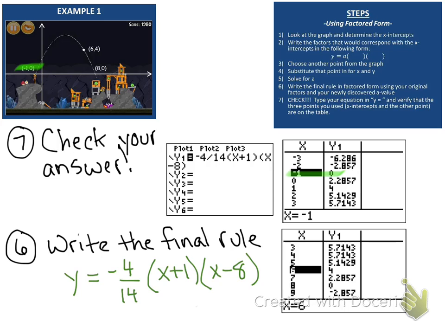So there's the first point, negative 1, 0, and I've highlighted where it shows up on the graph. The next point was 6, 4. I can see where it is in the table and see where it is on the graph. And then the last point is 8, 0. Again, I can see where it is in the table and on the graph. So all 3 of the points that we were working with show up in the table, which means that the final rule that I wrote is the correct rule.